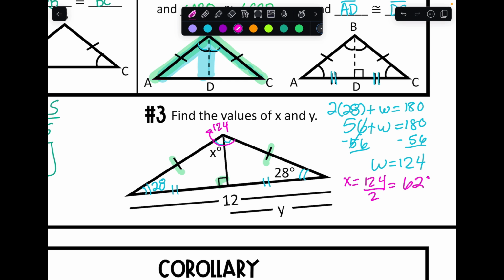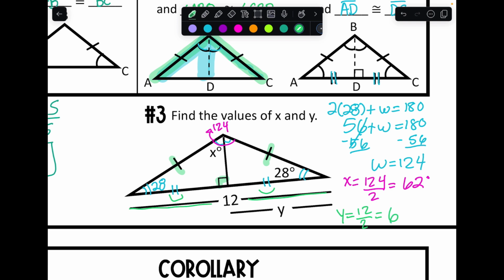All right, to find the value of y, well, I notice that we already marked these two sides as congruent, which means that if the whole thing is 12, all I have to do to find y is do 12 divided by 2, which is 6.